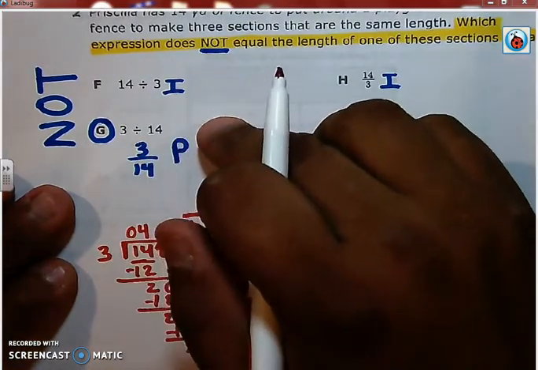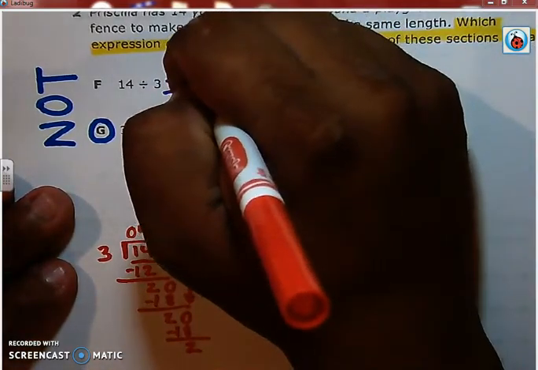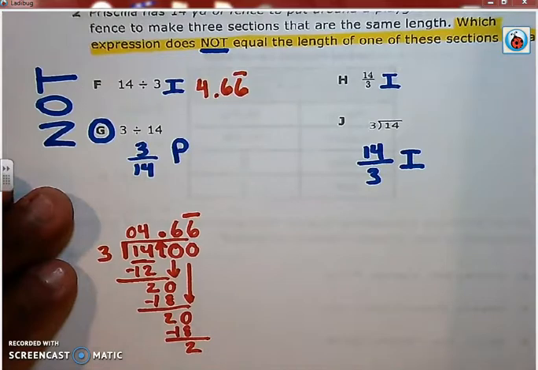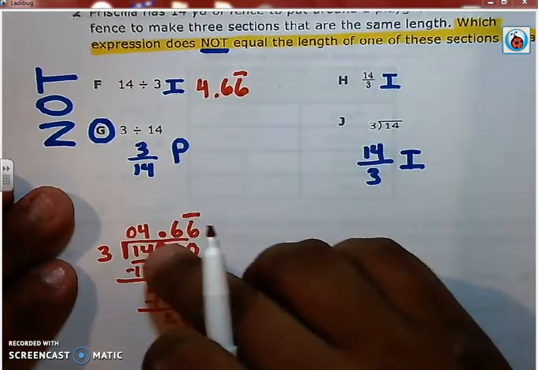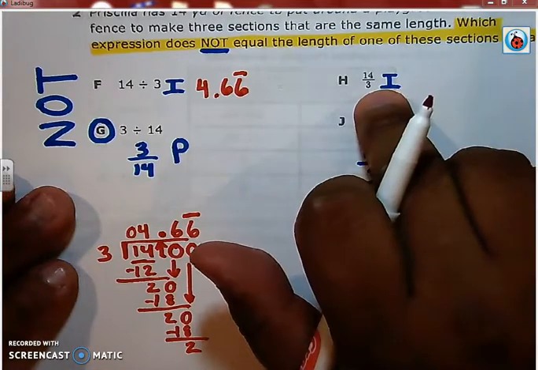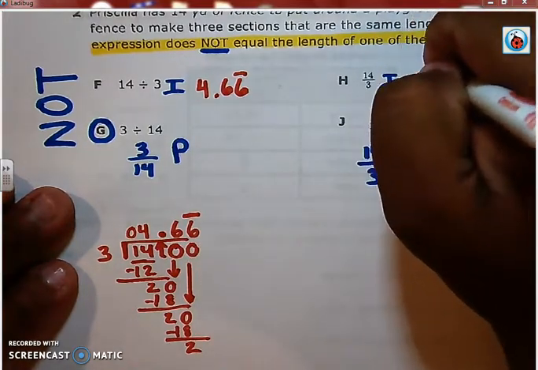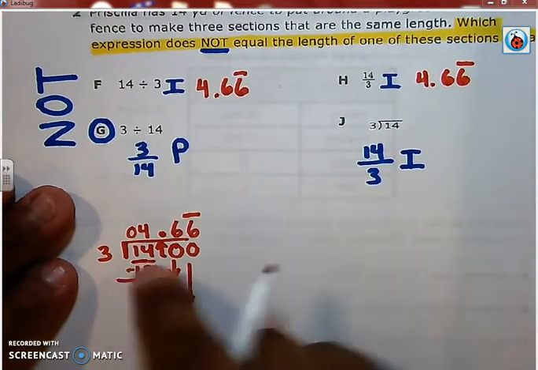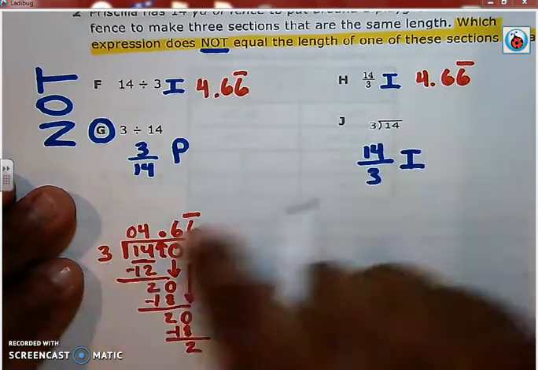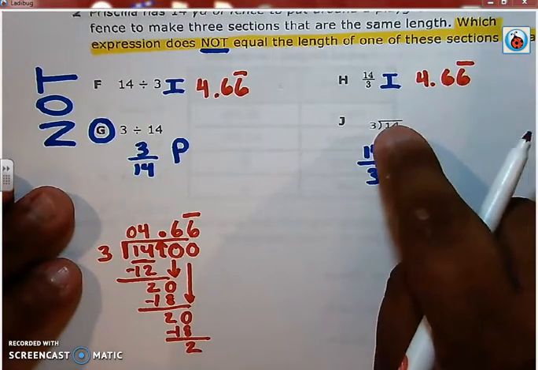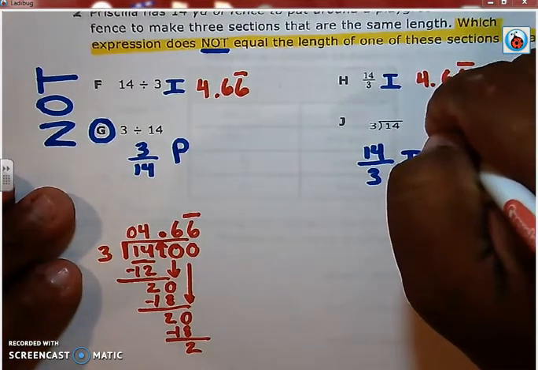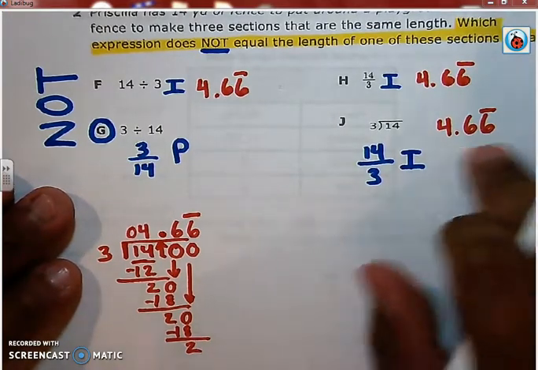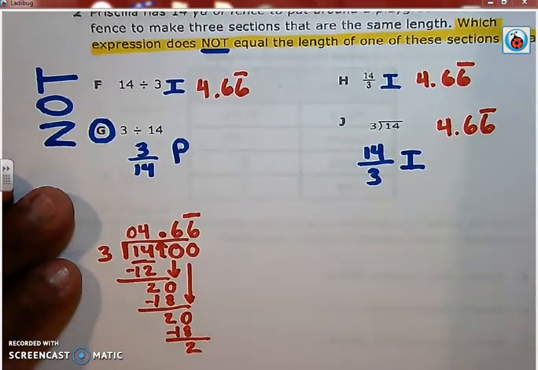So I find out that letter F represents $4.66 with a repeating bar. And if that one gives me $4.66, so is letter H. It will also be $4.66 repeating bar. And then I had 14 in the house, 14 in the house. 3 on the outside, 3 on the outside. So when I divide this, it's going to give me the same answer, 4.66 repeating 6 forever and ever.